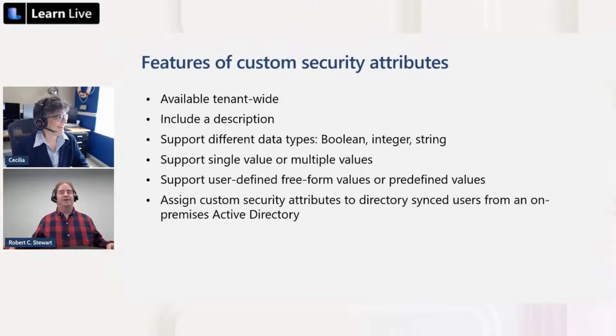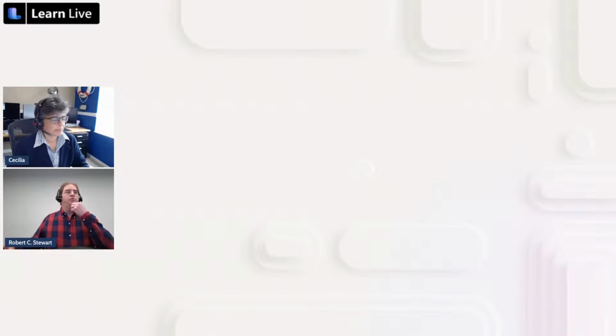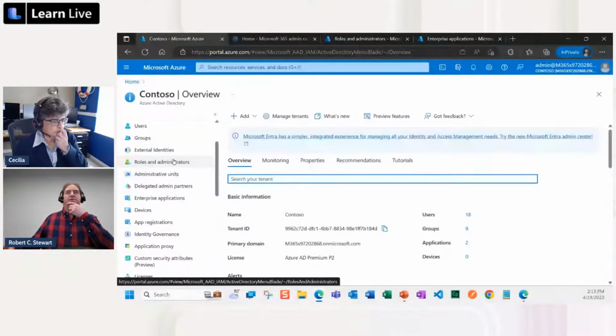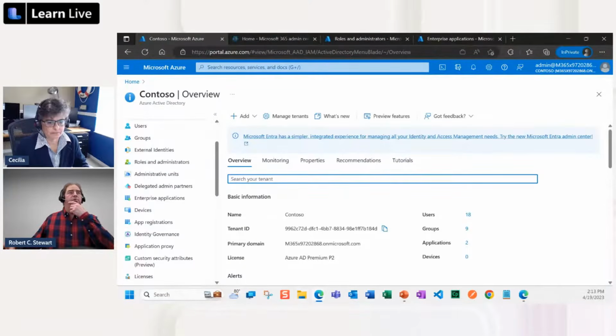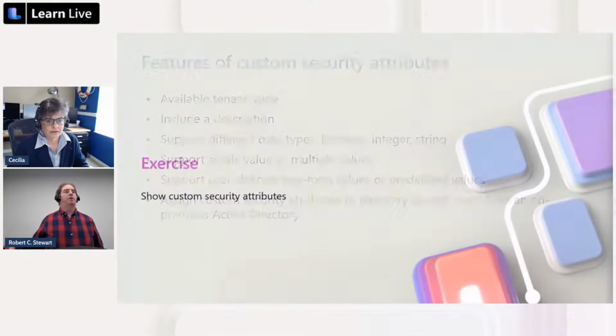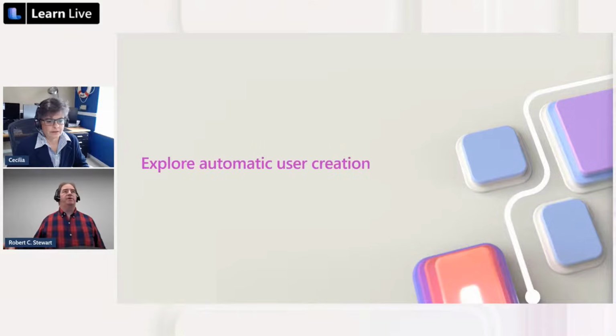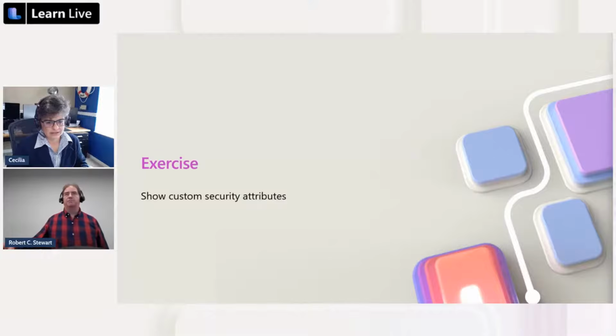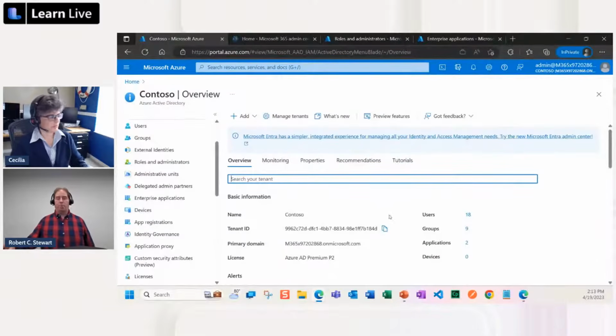These features and these capabilities. So we'll switch down to the exercise, and Cecilia is going to take over and give us an example of a custom security attribute. Let me bring up my screen. There we go. All right. Yeah, I love this feature.